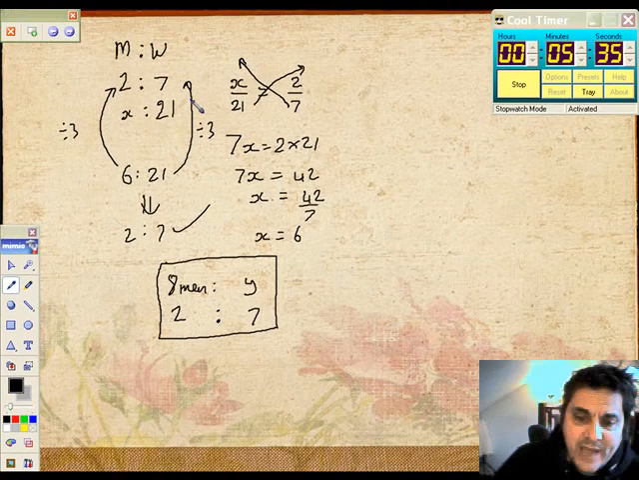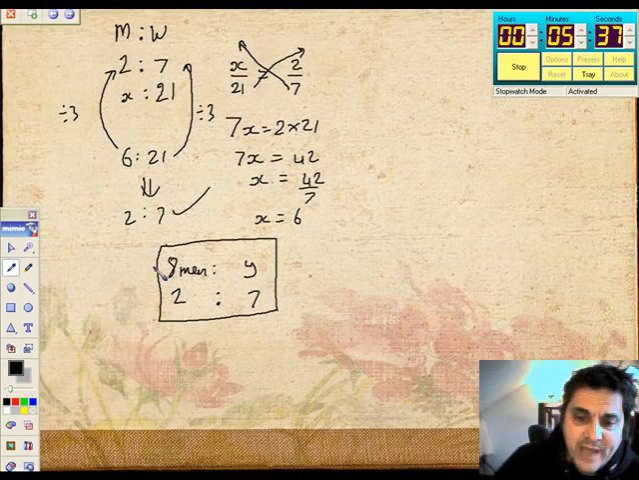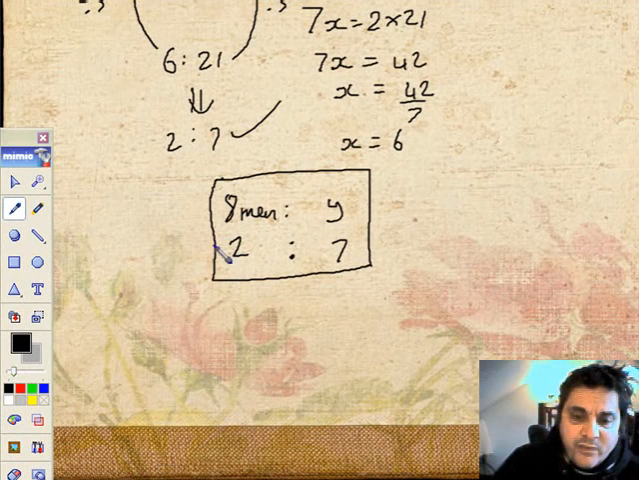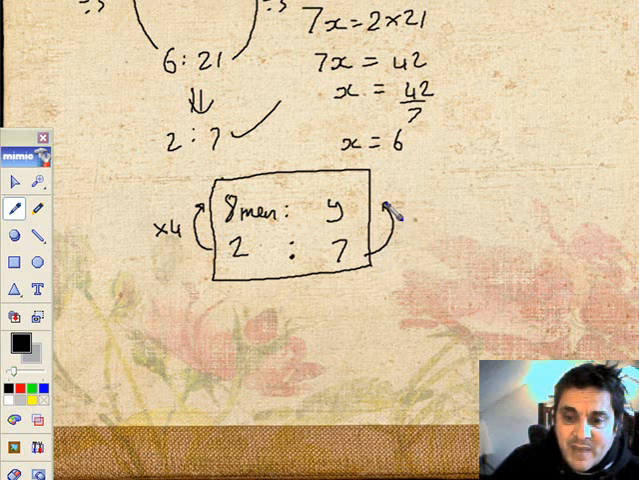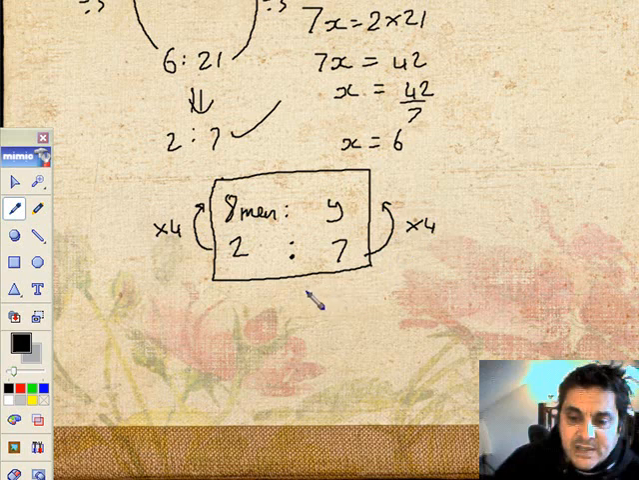How do we get from 2 up to 8? Simple, multiply by 4. Therefore, how do we get from 7 to find the number of women in the new expanded group? Also multiply by 4. Therefore, we have 7 lots of 4, which is now 28 women in the group.